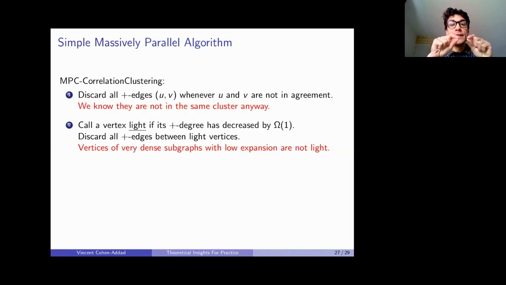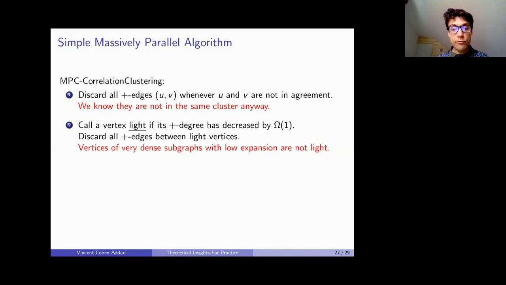The intuition here is that dense, little-expansion subgraphs are made of vertices that are in agreement, because they are very dense with very little expansion. So their neighborhoods are really similar, and they are all in agreement. So the vertices in the same dense cluster will not be light.